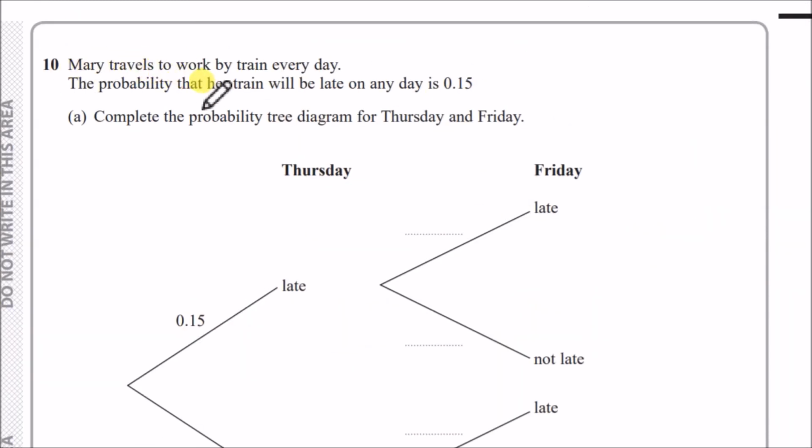It says that Mary travels to work by train every single day. Now, the probability that her train will be late on any day is 0.15. So this is basically telling us that the probability that her train will not be late on any day must be the other way around, 0.85. And remember, guys, all probabilities must always add up to 1. And okay, that's all we're given.